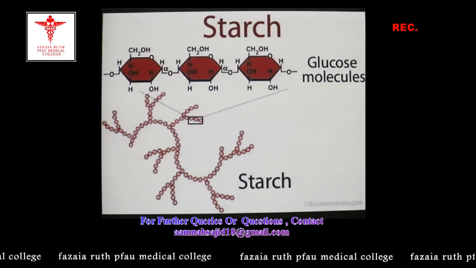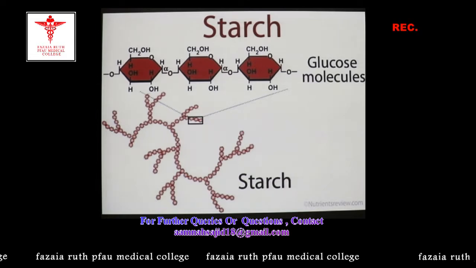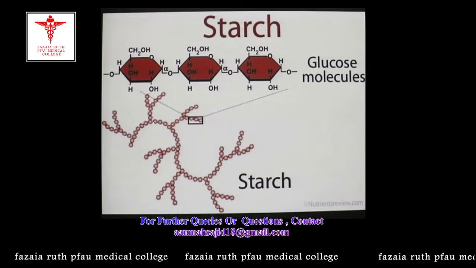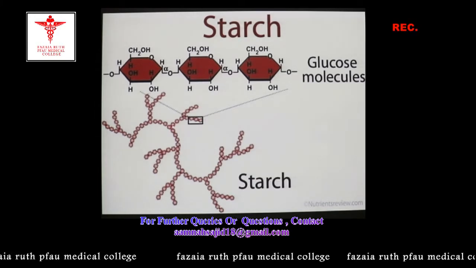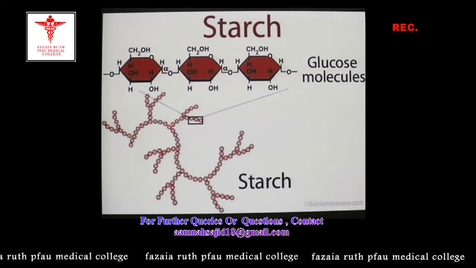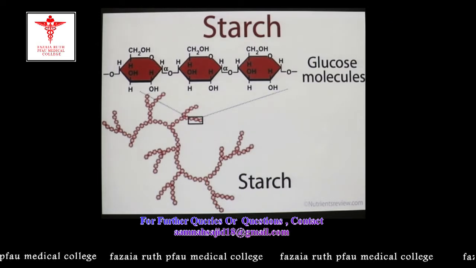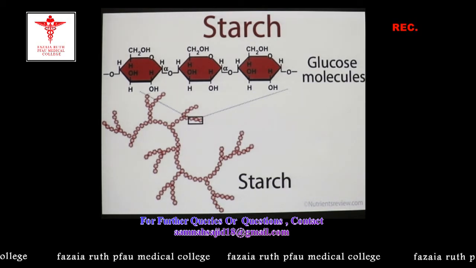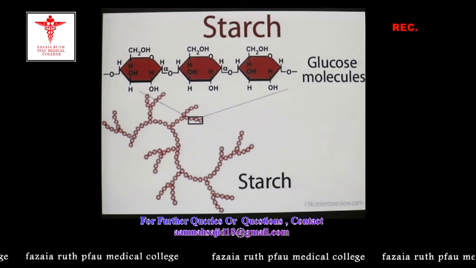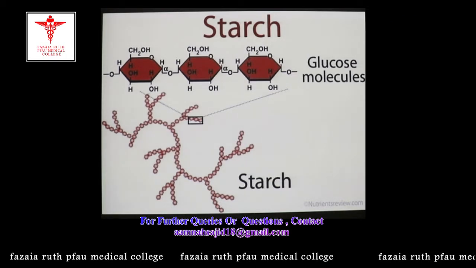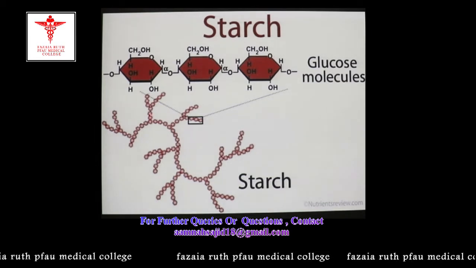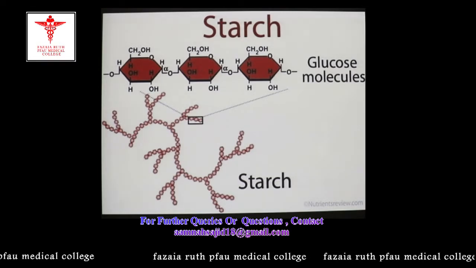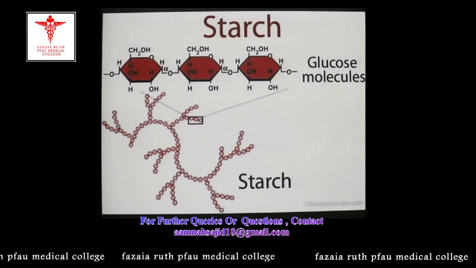Whereas in amylopectin, there are two types of glycosidic linkages present. One is the alpha-1,4 glycosidic linkage in the linear arrangement of molecules. But wherever there is a branch point, like here, here, and here, the glycosidic linkage will be alpha-1,6 glycosidic linkage. That is, glycosidic bond will be formed between carbon number 1 of one glucose molecule and carbon number 6 of the other glucose molecule. But in the linear arrangement of molecules, when there is no branch point present, the glycosidic linkage will be the same as in amylose, that would be alpha-1,4 linkage.